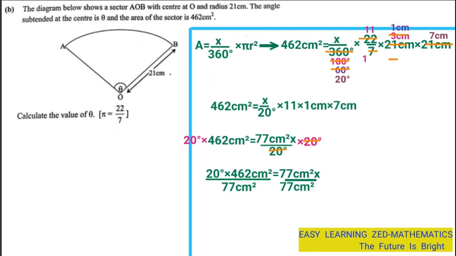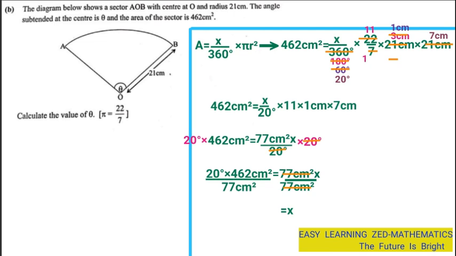Whatever you do to the left side or right side of the equal sign, you also do to the other side. So since I did it on the right side, I also do it on the left side. Once I've done that, I'm going to divide 77 centimeters squared x by 77 centimeters squared. That means the 77 centimeters squared cancel each other and give us the quotient, which is x.